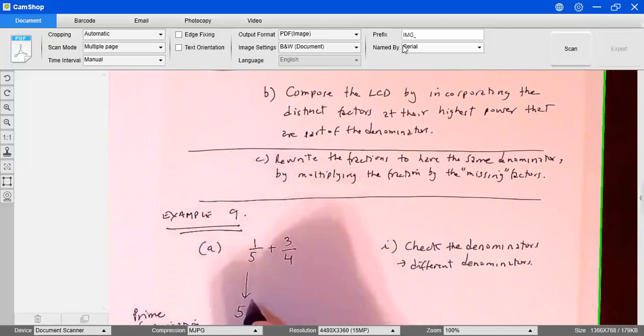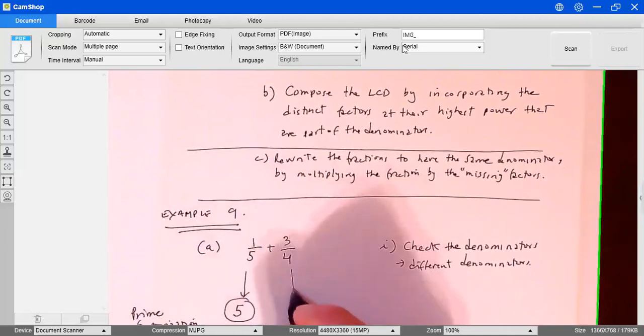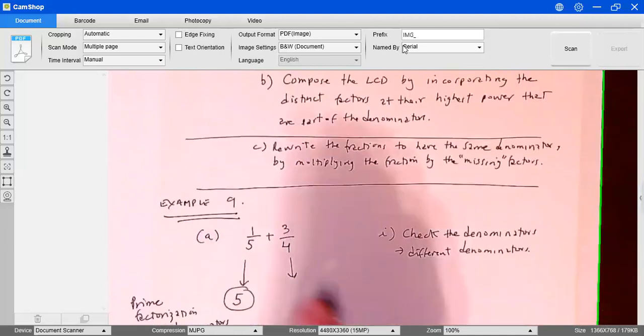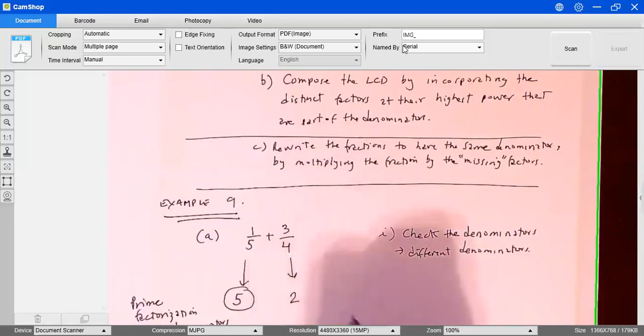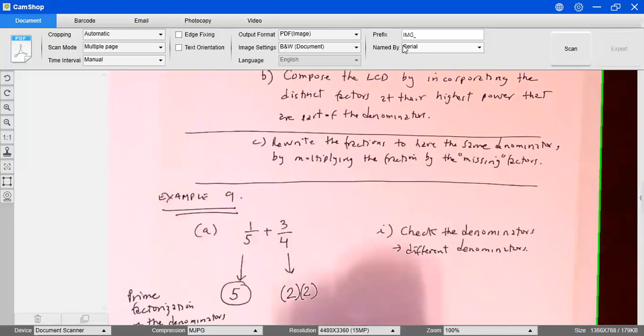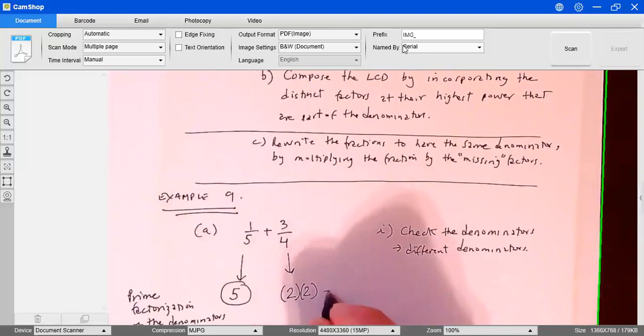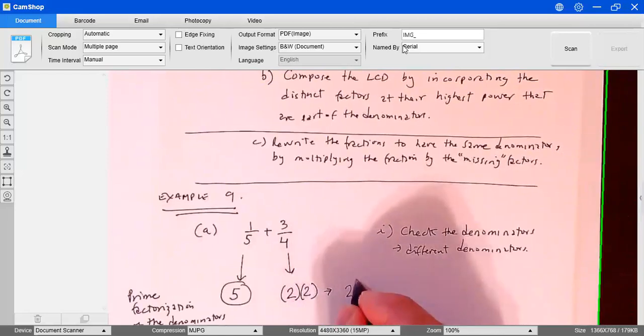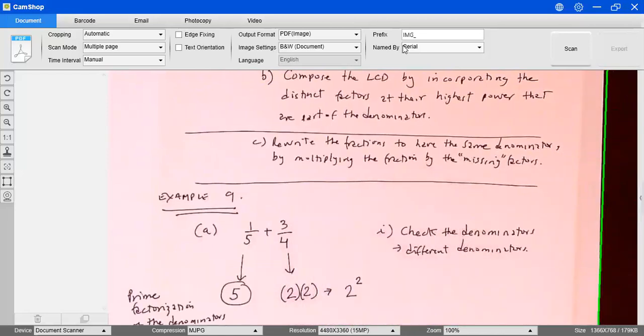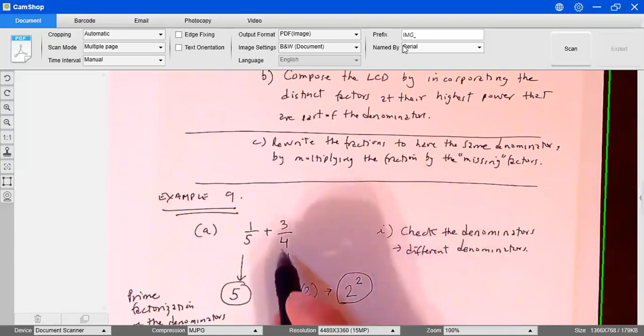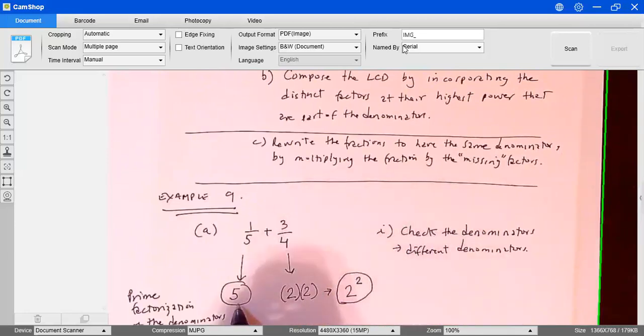So this is the first one, 5. What about 4? 4 can be written by writing 2 times 2. These are prime numbers. So you're going to write this as 2 to the second power. So this is the prime factorization of 4, and this is the prime factorization of 5.